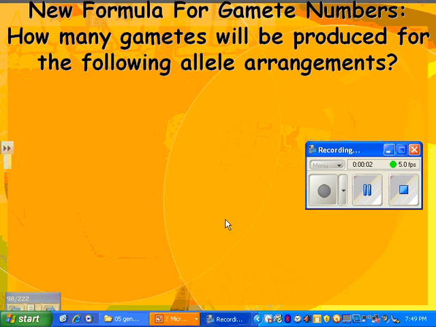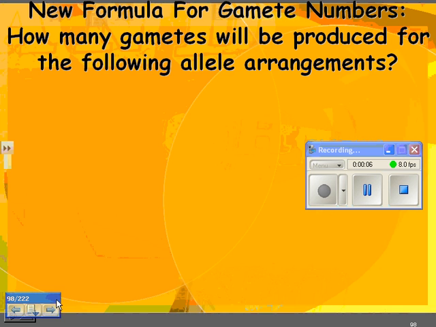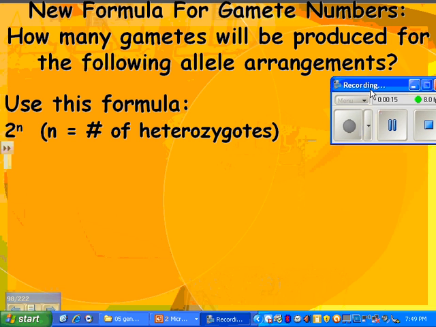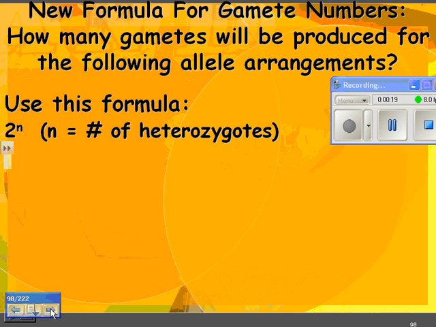So I want to spend just a minute talking about gamete numbers, so the different variations that you can have in gametes depending on how many traits you're looking at and whether they're homozygous or heterozygous. So there's this formula. I wouldn't memorize this. It's really not a super important thing, but it's kind of cool. So 2 to the n, n being the number of heterozygous alleles or genes that you have.